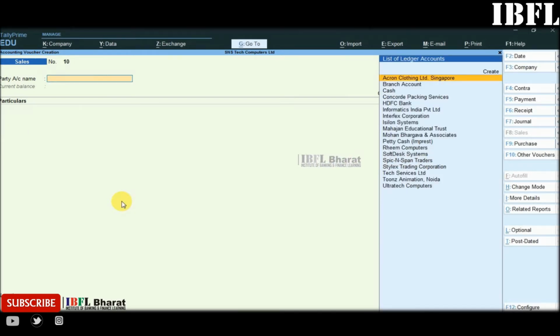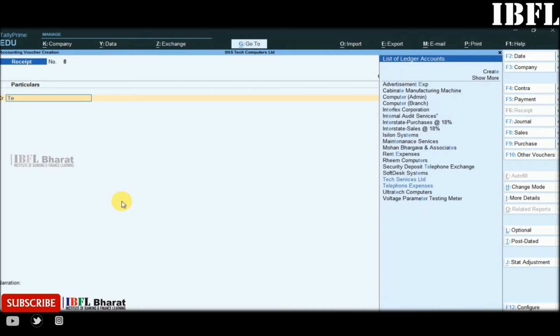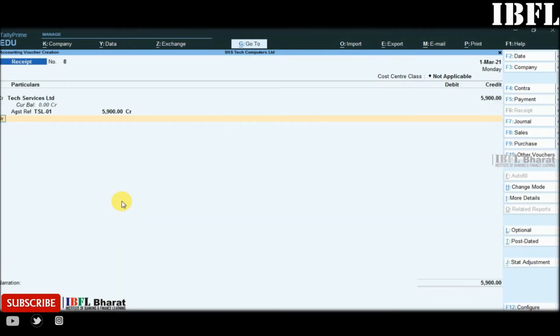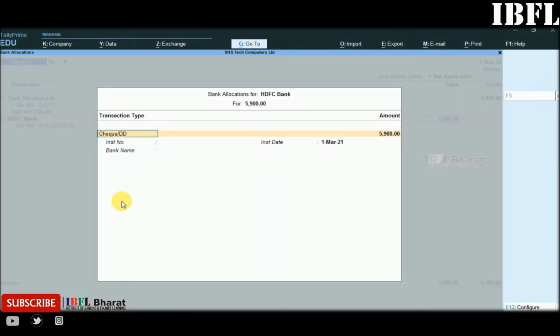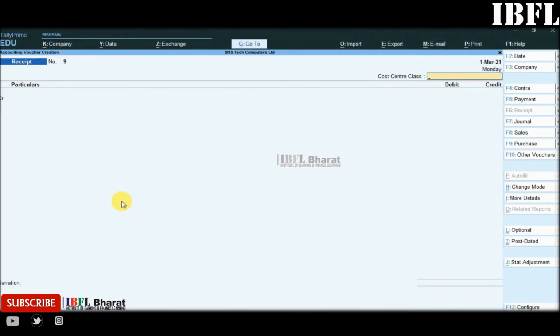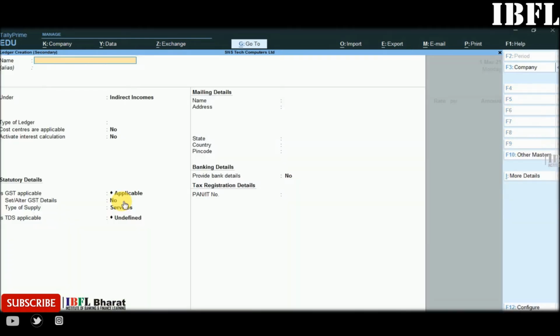Now in the next transaction we are receiving the sum of 5900 from Tax Services Limited. Press F6 and take the ledger Tax Services Limited. Amount is 5900 rupees, and we are taking a cheque from them. This is accepted. Next entry, again we are making an invoice. We are providing maintenance services to another party named Pvt Computers, or press Alt C.